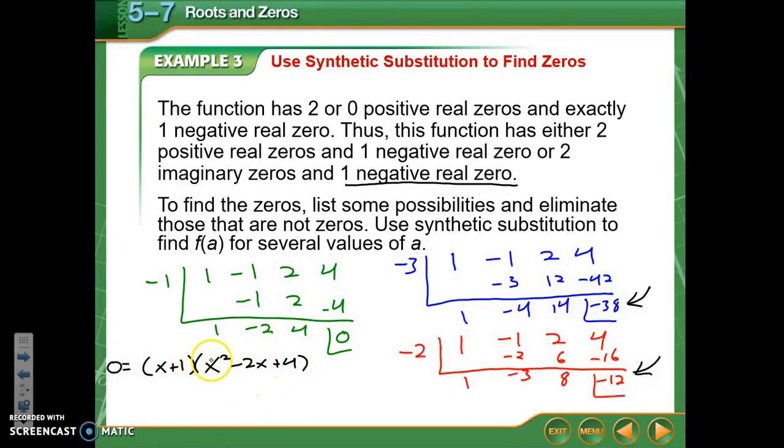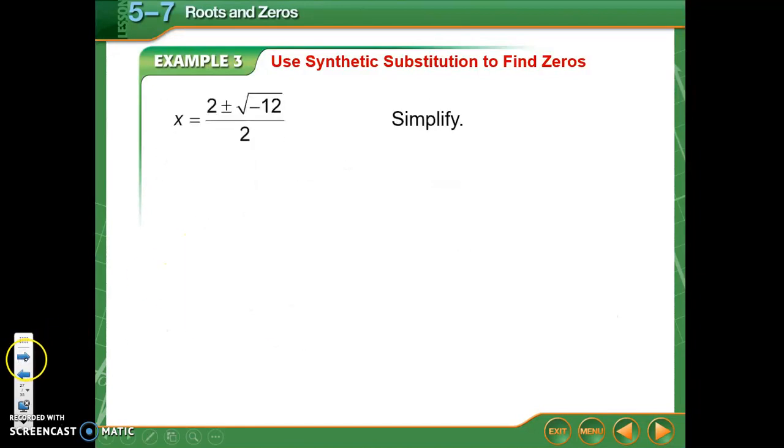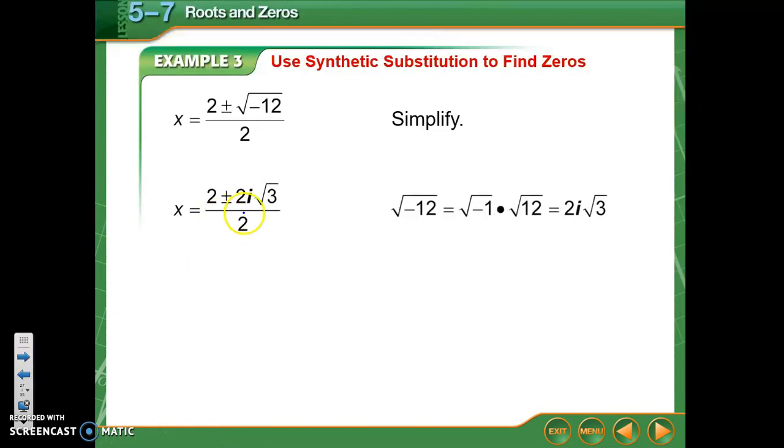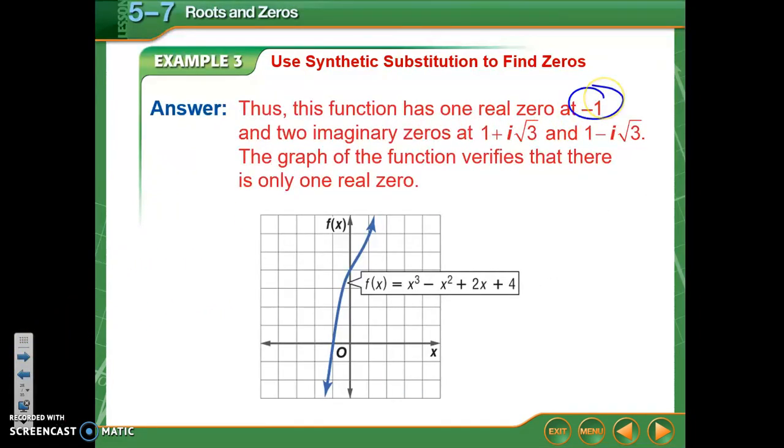This I can solve by factoring, completing the square, quadratic formula, whatever. So here what they're showing you is the depressed polynomial, and they're solving it using quadratic formula, because this one can't be factored. So we use quadratic formula, plugging in all of the correct coefficients. And I end up with 2 plus or minus 2i square root of 3 over 2, which simplifies down to 1 plus or minus i square root of 3. So my final solutions are negative 1, which we found by synthetic substitution, and then I have 2 imaginary or 2 complex roots. So altogether I have 3 roots.